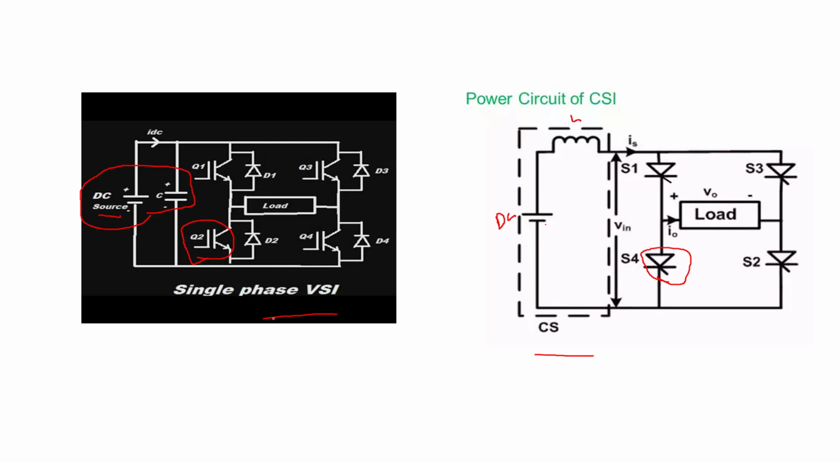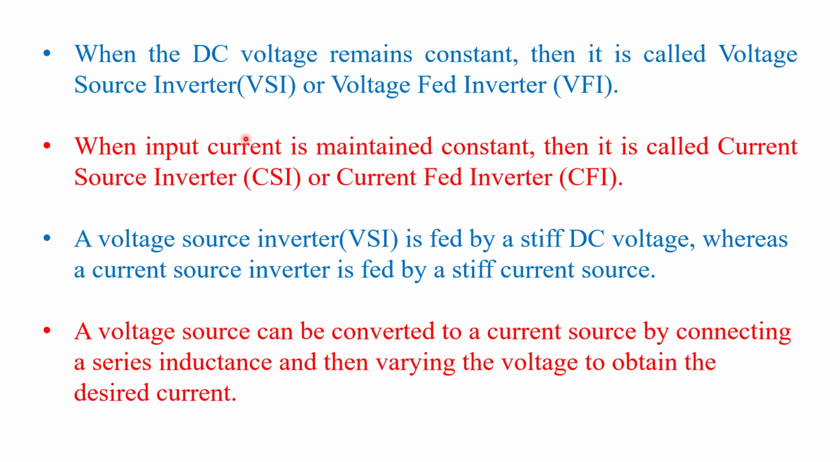The complexity of circuit is large in case of VSI as compared to the CSI. So these are the basic differences between voltage source inverter and current source inverter. Now some more differences are given here.